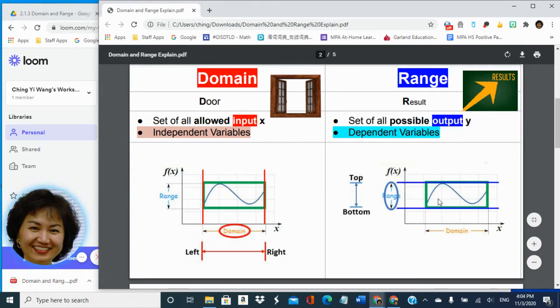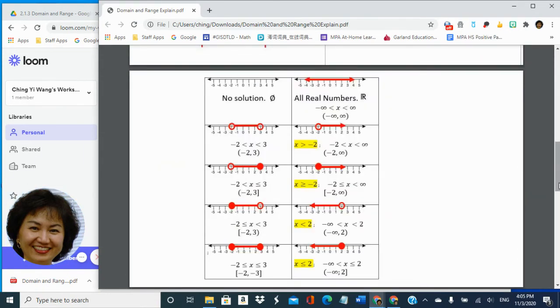When we read a graph of a function, to see the range, we have to see the data from the bottom to top, like what this picture shows. This table shows all the possible domains. How to denote this domain?